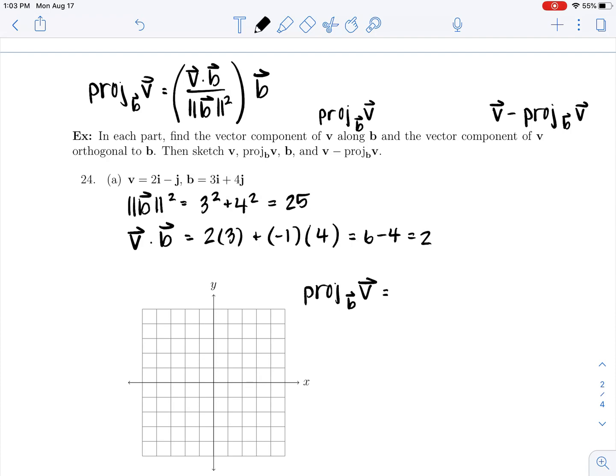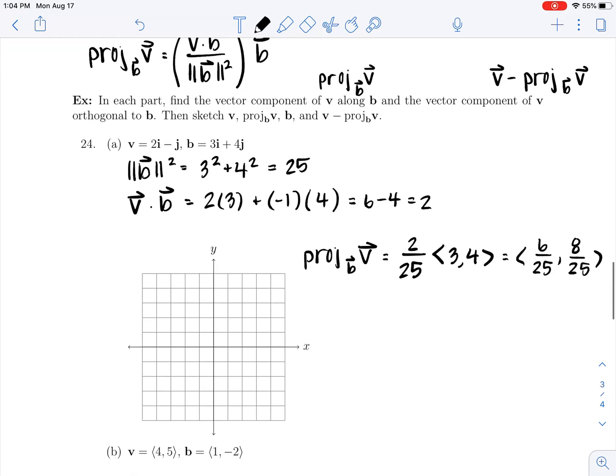So the projection of V onto B is going to be the scalar 2 over 25 times that vector B that we're projecting onto, which is 3, 4. So let me go ahead and distribute this in for graphing purposes, just so that I can kind of see the numbers. This is going to be 6 25ths and 8 25ths. Those are really small components. It's going to be tough to plot that accurately, but we'll do our best. And then let's also go ahead and find the orthogonal component, or the vector component orthogonal to B. So V minus the projection.